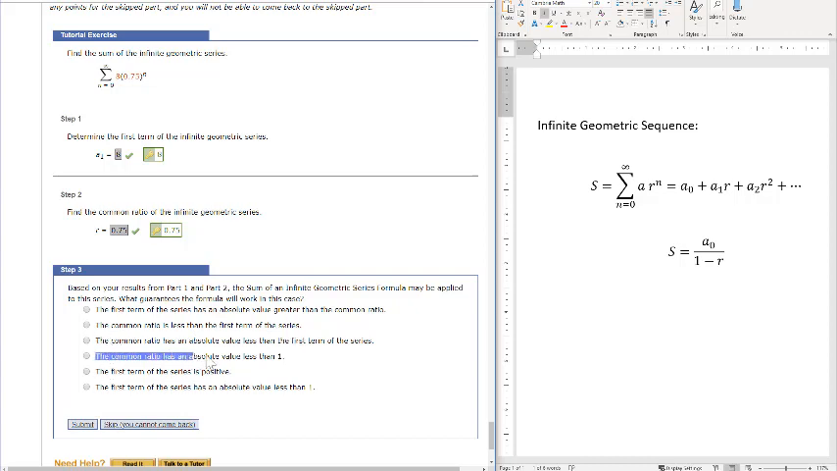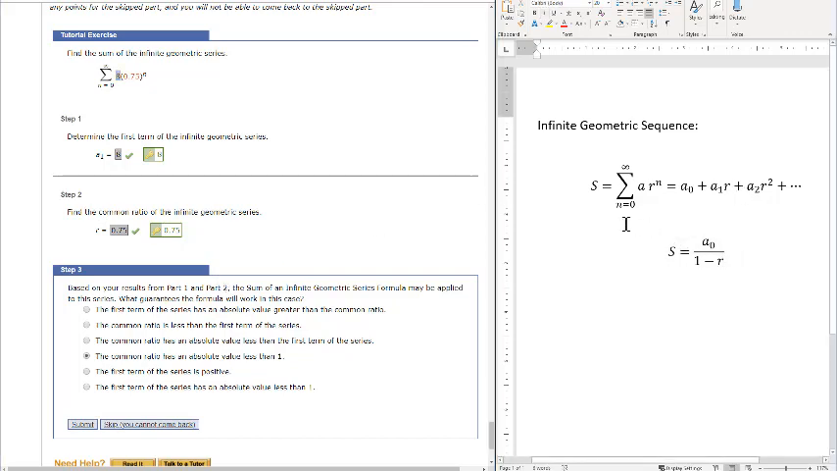The common ratio has an absolute value less than 1. I think this might be it, but let's take a look at the other two options. The first term of the series is positive. That doesn't have to be true for it to work. And then the first term of the series has an absolute value less than -1. Again, we don't care about the first term in the series. This could be negative, this could be bigger than 1, less than 1, whatever. It doesn't matter.